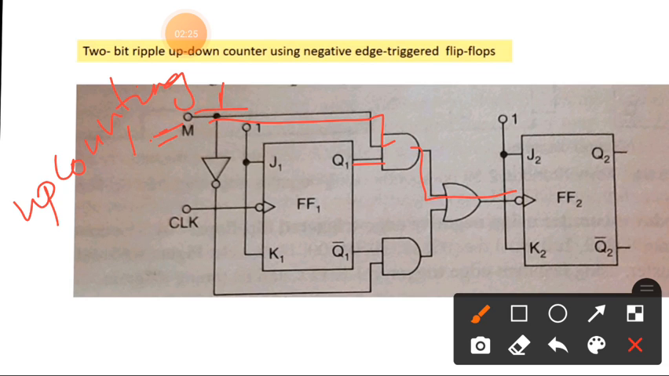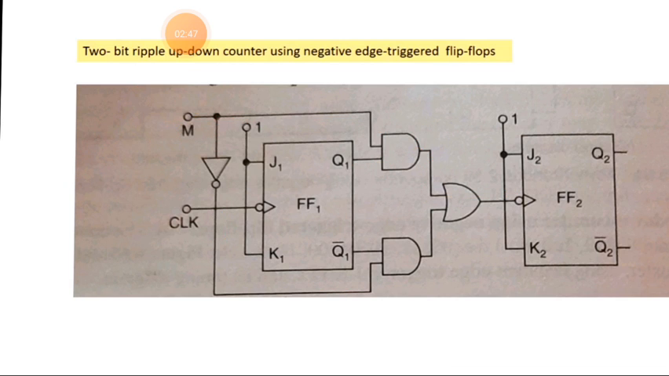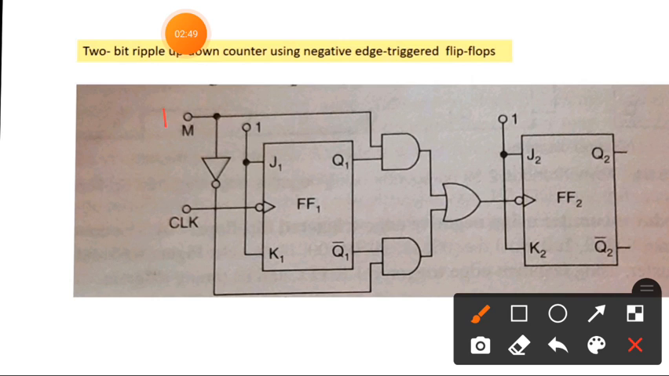flip-flop 2. When M is equal to 0, it is applied here and inverted to 1, and that 1 is given here. Then Q1 with M equal to 0 will become 0, so this AND gate is not working. If M is equal to 1, only this AND gate is working. If M is equal to 1, here it is inverted, so it is 0, and this NAND gate will not work.